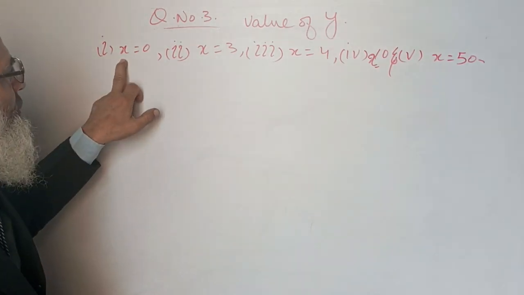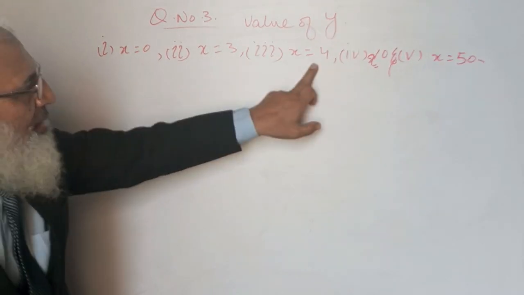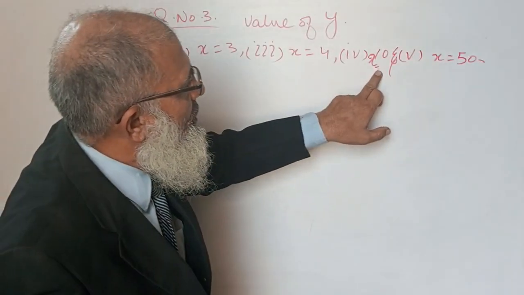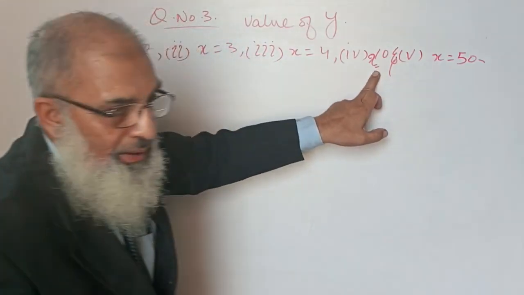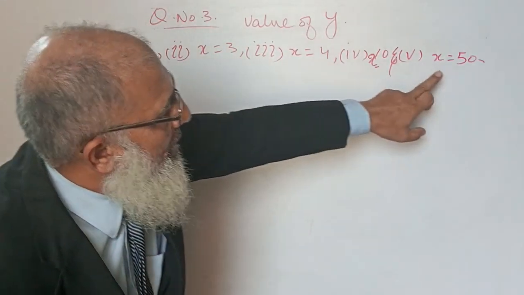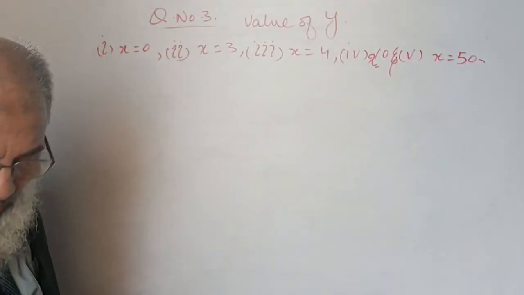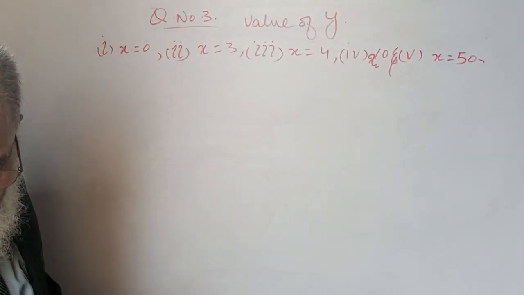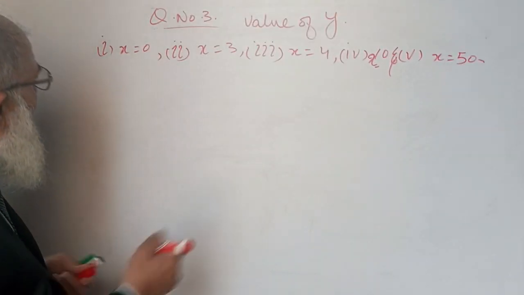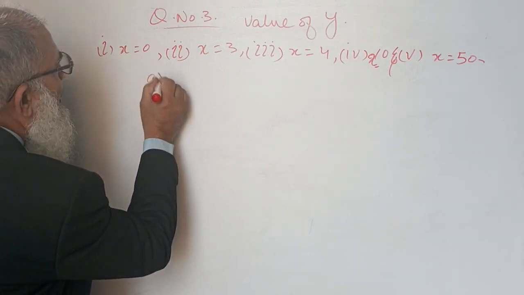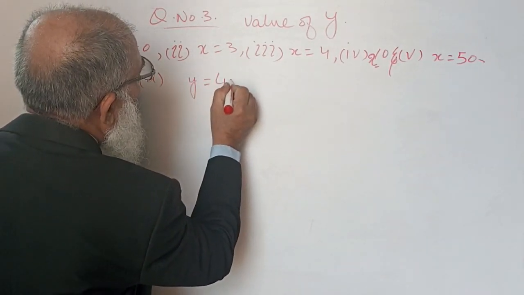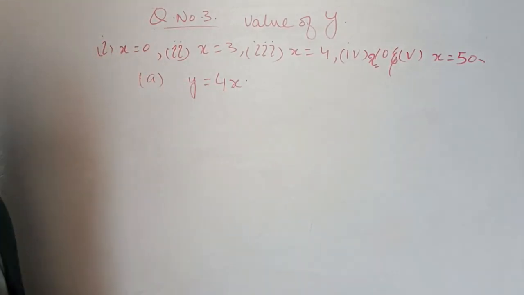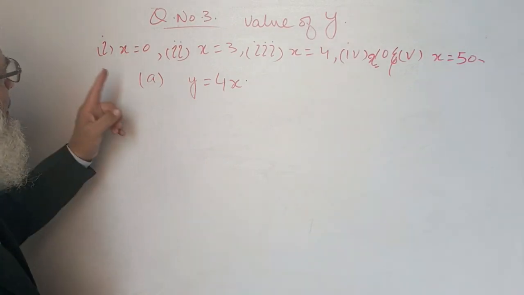When x is equal to 0, x is equal to 3, x is equal to 4, x is equal to 10 and x is equal to 50. Now the first part that is given is part A. Now we start with part A, and you see that y is equal to 4x is given.